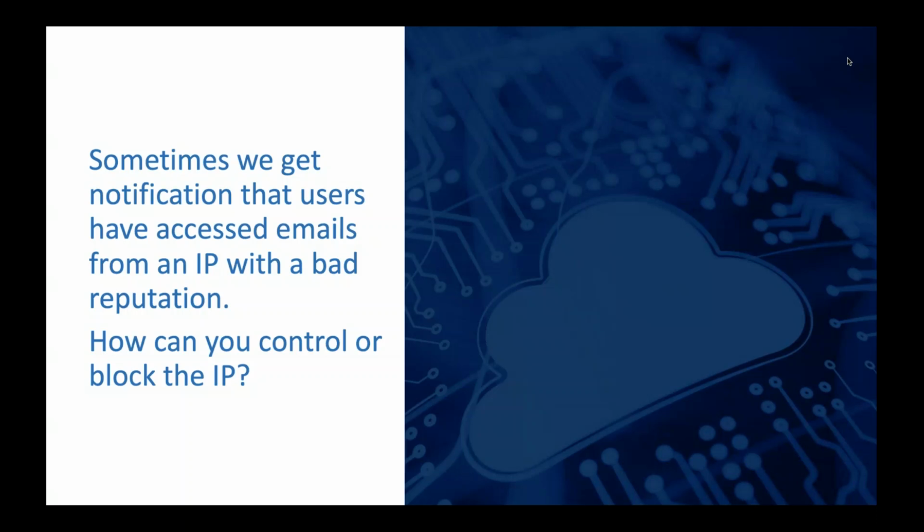So based on what we talked about in the past 2 webinars, obviously we focused on administration and reporting was the first one. And then for the second one, we focused on data security and controlling the flow of data in and out. So one of the questions that came up was this one, which was sometimes we get notifications that users have accessed emails from an IP with a bad reputation. How can you control or block the IP?